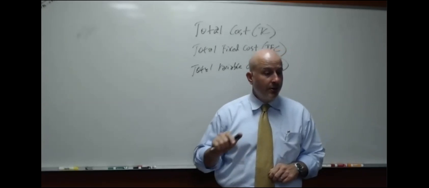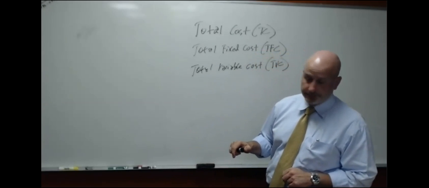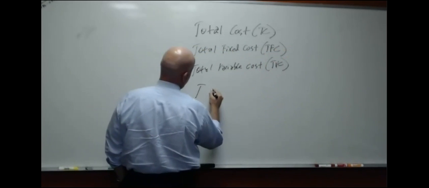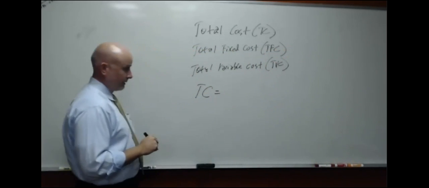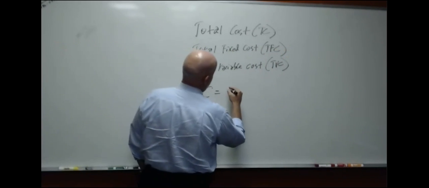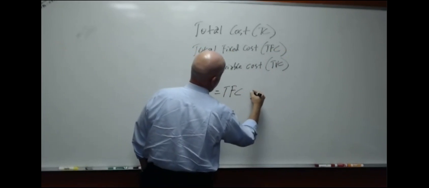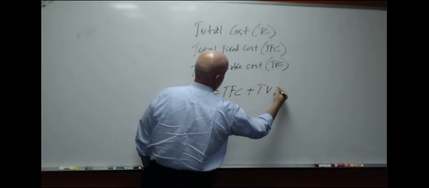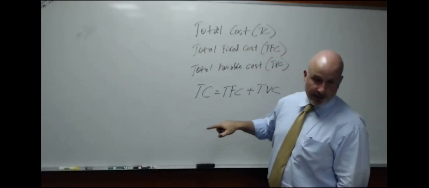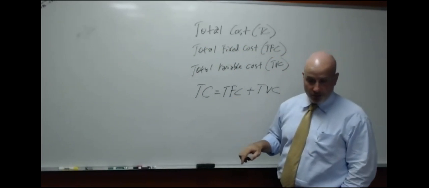Total variable cost is the cost of the firm's variable inputs. Now, variable inputs do change with output. So if we were setting up a formula, how could we define total cost? Total cost equals total fixed cost plus total variable cost. And how we're separating here is that variable costs do change with output.